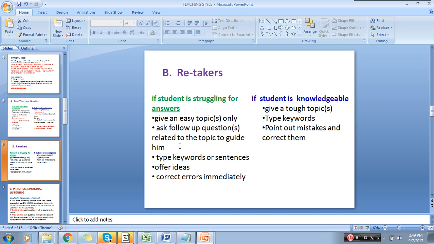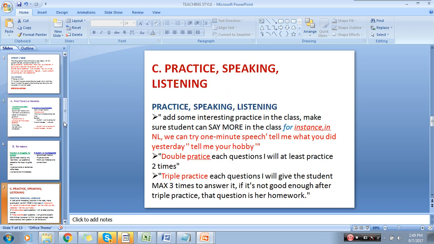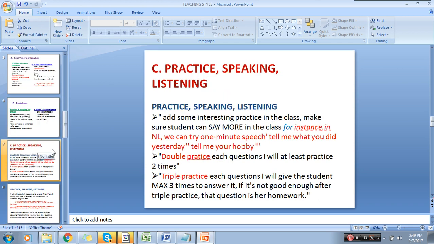Always do follow-up questions and type keywords and sentences. You may as well offer ideas and correct errors immediately. And if your student is knowledgeable, give them some tough topics because you know they can already handle that. And type keywords and point out mistakes and corrections. Okay, so let's move on to the next slide.